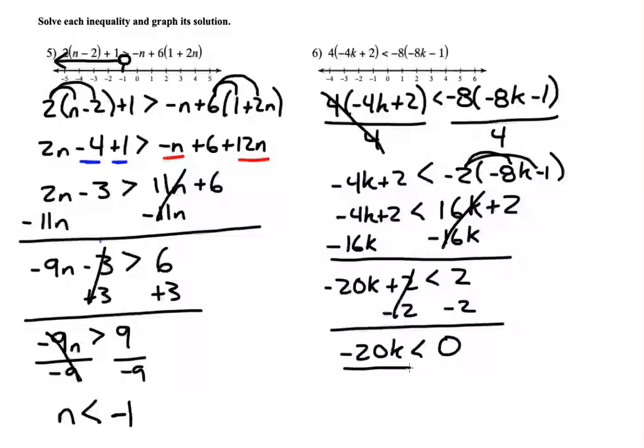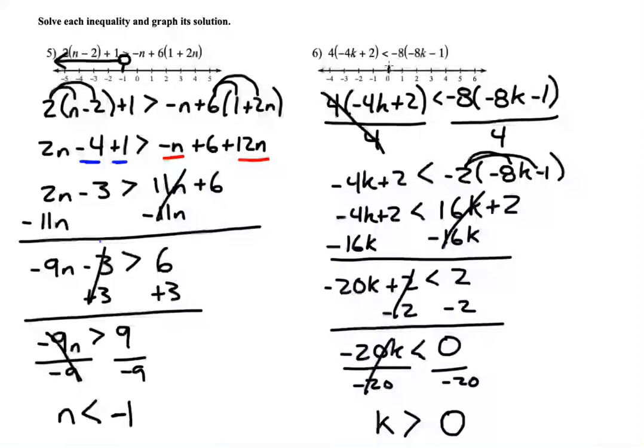Now if I just divide by negative 20 on both sides, on this side, negative 20's cancel, so I'm left with just k. On the right side, 0 divided by negative 20 is just 0. And if I divide by a negative, I have to flip the sign. So the less than sign becomes a greater than sign. So k is all the numbers greater than 0.